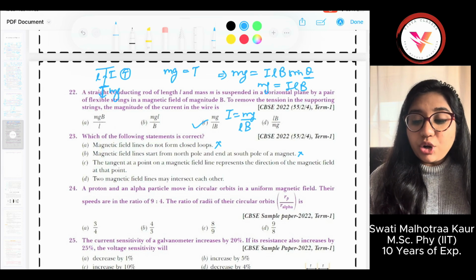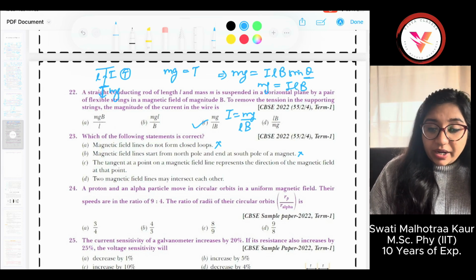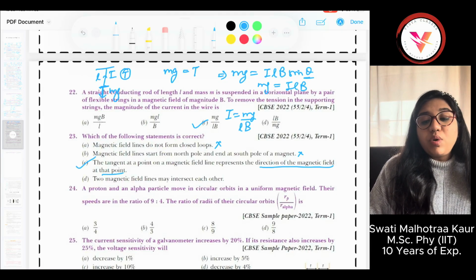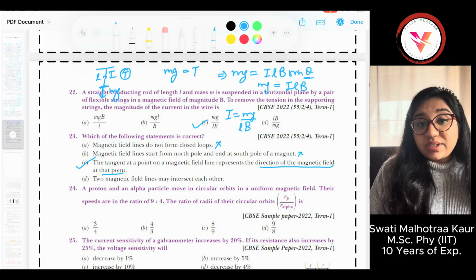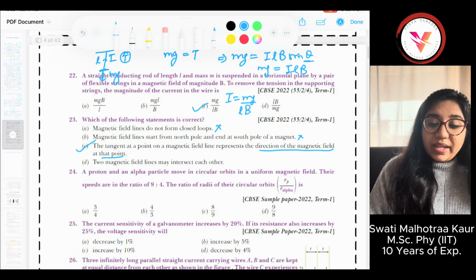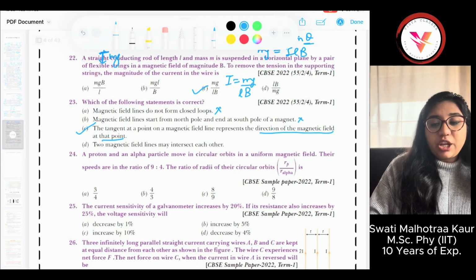The tangent at a point of a magnetic field line represents the direction of the magnetic field. Yes. And the tangent to a point on an electric field line gives the direction of force. Okay. Two magnetic lines may intersect each other. No, they cannot intersect.